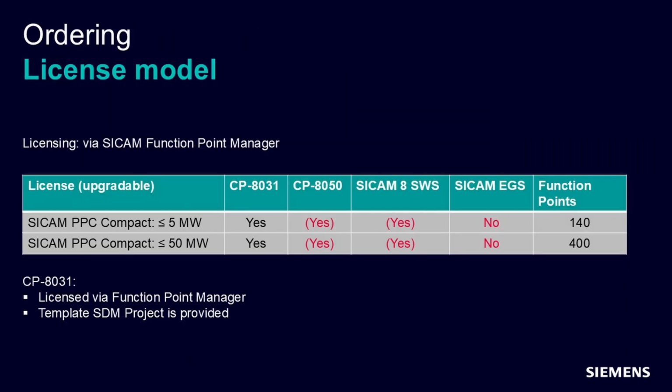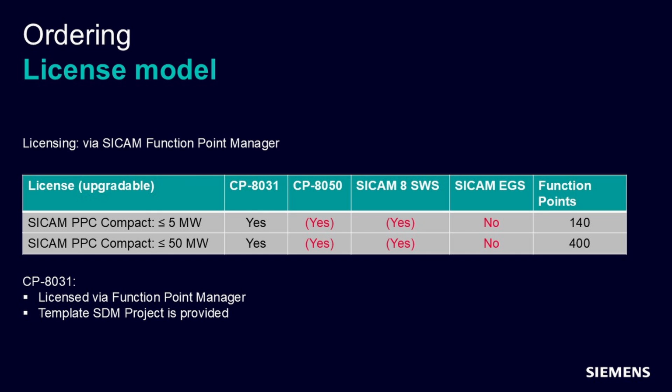License details. SICAM PPC Compact is designed to cover systems up to 50 megawatts. There are two levels of licensing, one for systems up to 5 megawatts and another for systems between 5 and 50 megawatts. The license's cost is determined by function points. PPC Compact up to 5 MW costs 140 function points. PPC Compact 5 MW to 50 MW costs 400 function points.